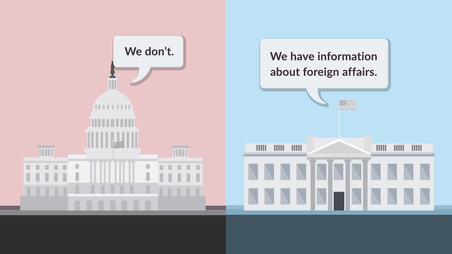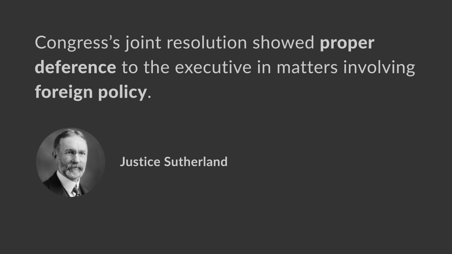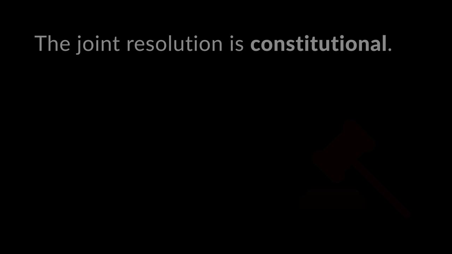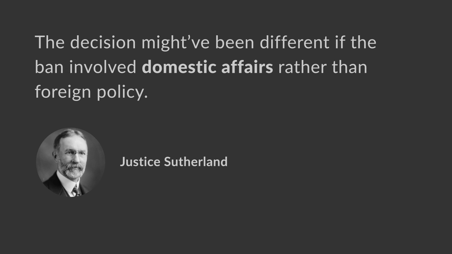Therefore, the President is in a better position to make decisions about matters involving other countries. Thus, when Congress passed the joint resolution, it didn't improperly delegate its lawmaking powers to the President, but merely showed proper deference to the executive in matters involving foreign policy. The court ruled that the joint resolution was constitutional, although Justice Sutherland hinted that its decision might have been very different if the ban had dealt with domestic affairs rather than foreign policy.